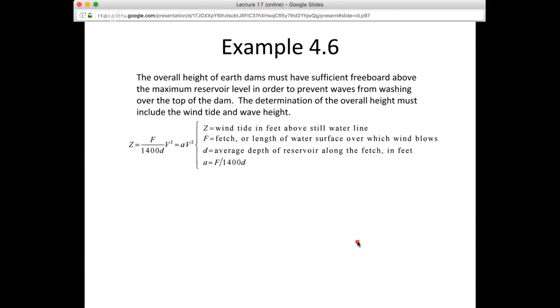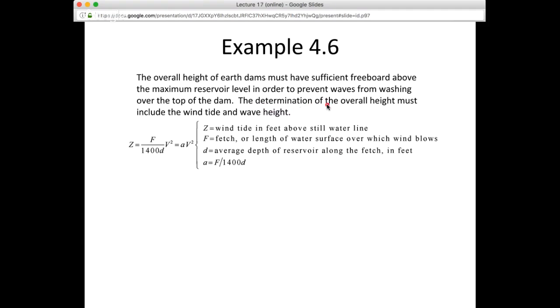Remember, if it's an earthen dam, basically it's just made of earth, right? It's not cement. And so if the water in the dam starts washing over the top of the earthen dam, what will happen is it'll erode that sediment and the dam will fail. So this is a really serious issue. You definitely do not want the water in the dam to go over the top of the reservoir.